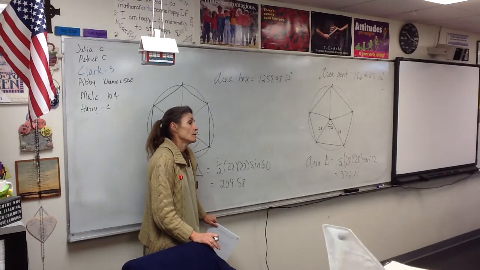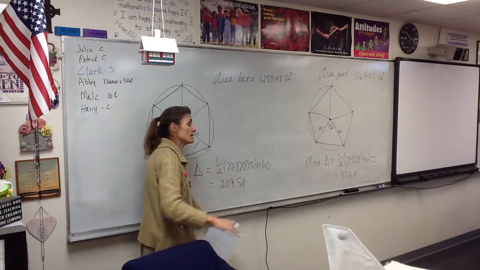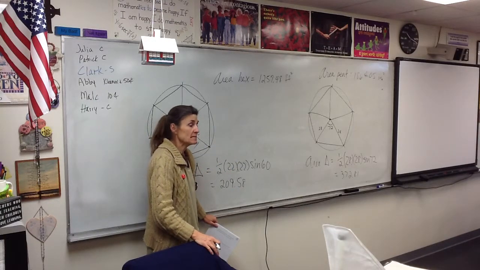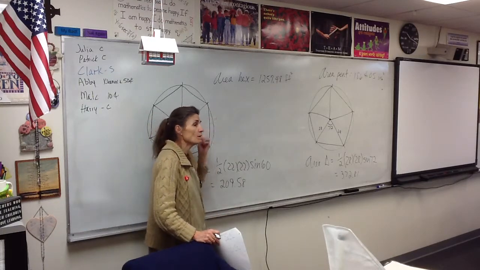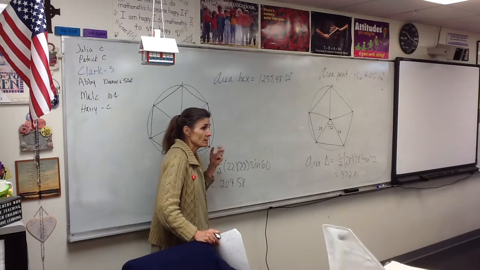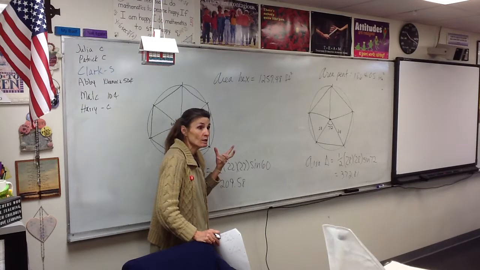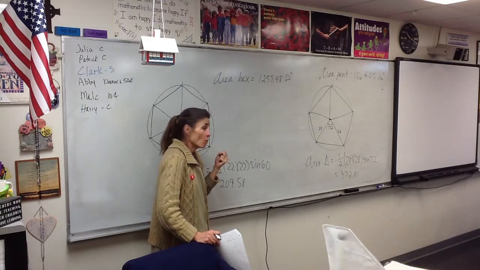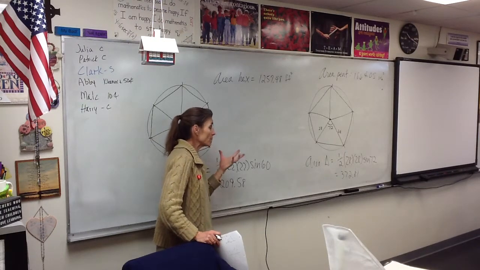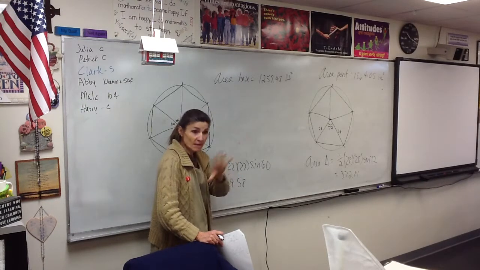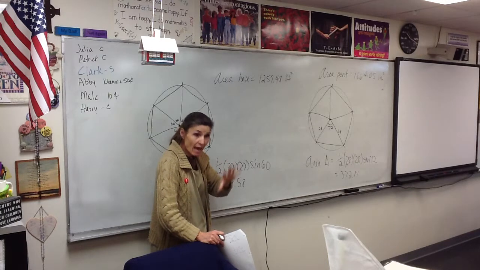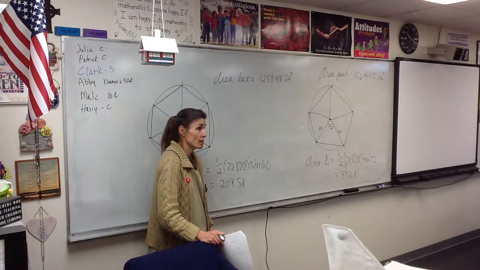Now, what was the strategy in both of these problems? We didn't really find the area of the hexagon or the pentagon. What did we do first? Split it up into triangles. So when we have some kind of shape, we're going to split it up into triangles and find the area of the triangles, and then use that to find the area of the actual shape.